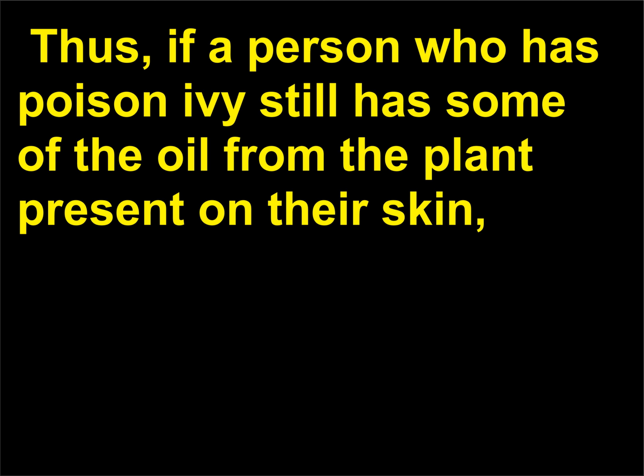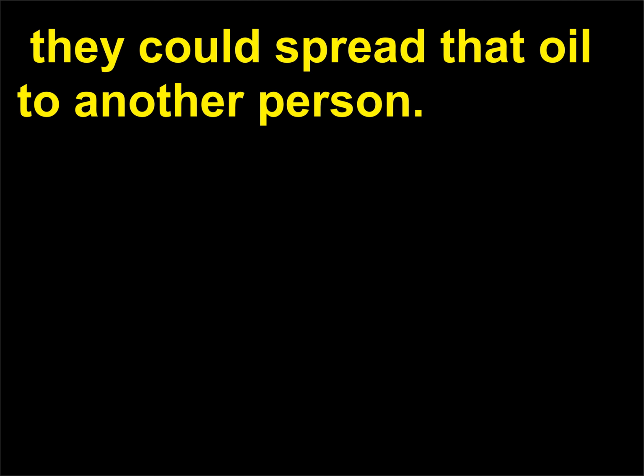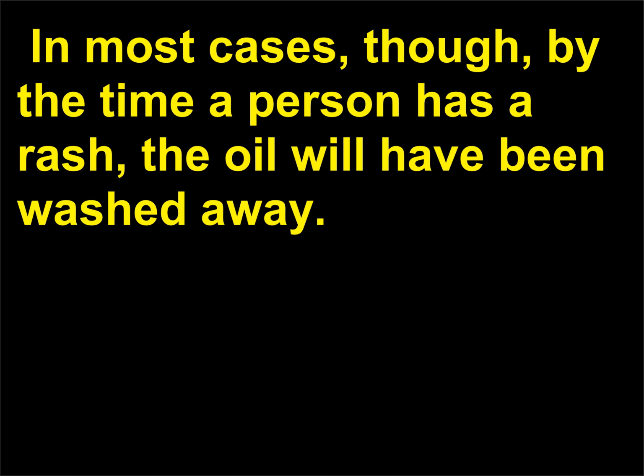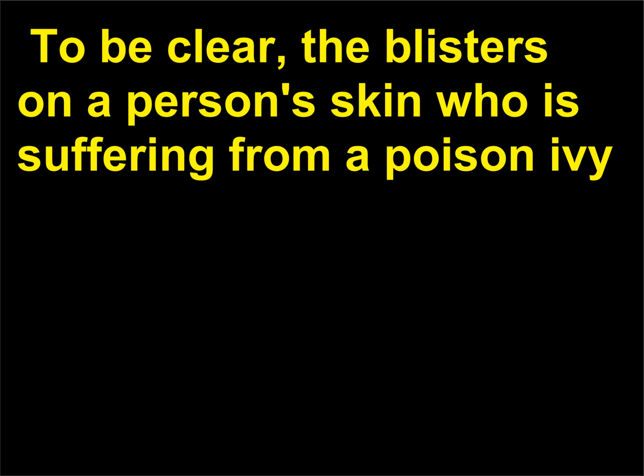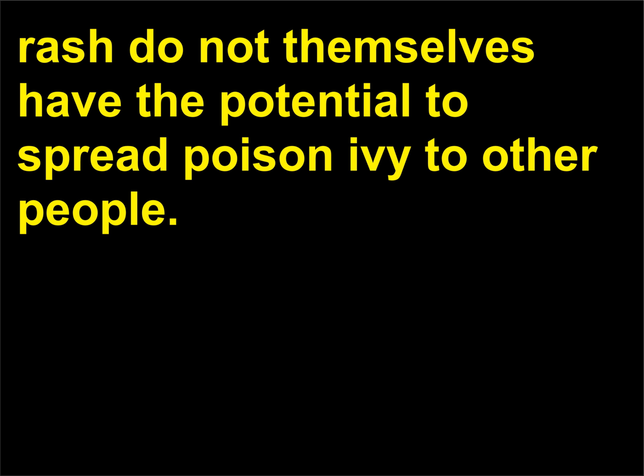Thus, if a person who has poison ivy still has some of the oil from the plant present on their skin, they could spread that oil to another person. In most cases, though, by the time a person has a rash, the oil will have been washed away. To be clear, the blisters on a person's skin who is suffering from a poison ivy rash do not themselves have the potential to spread poison ivy to other people.